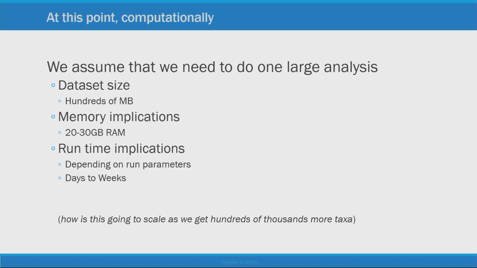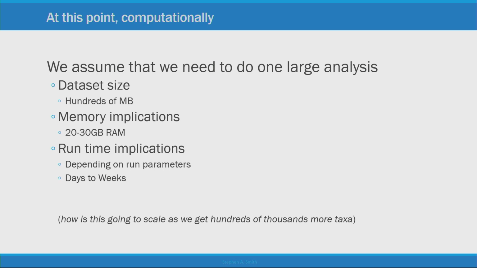Now, we had assumed until this point that we were going to be able to do one large analysis. Right now, our data set sizes are in the hundreds of megabytes to gigabytes. The memory implications are something about 20 to 30 gigabytes. This isn't the one that has all those taxa, right? This is just few taxa doing deep nodes, but we're still into gigabytes of RAM and hundreds of megabytes of data. And that's without petabytes, right? So with petabytes, we're into incalculable amounts of RAM. So basically, we can't scale. So we need to figure out how we can scale this problem.